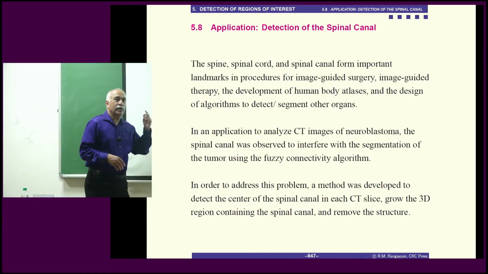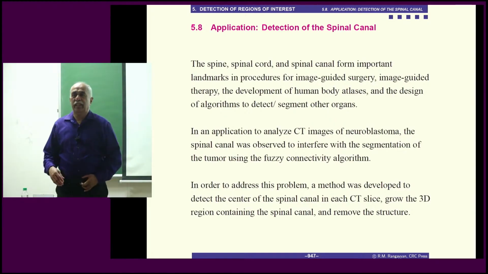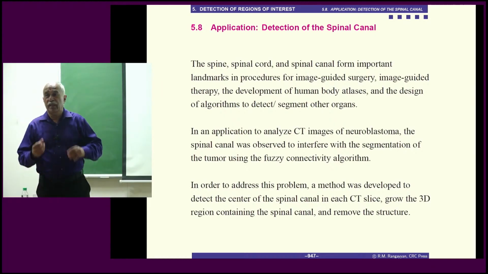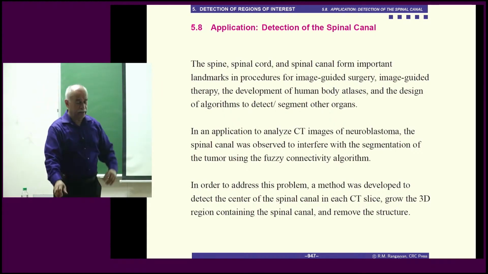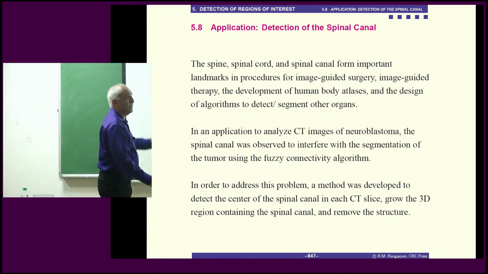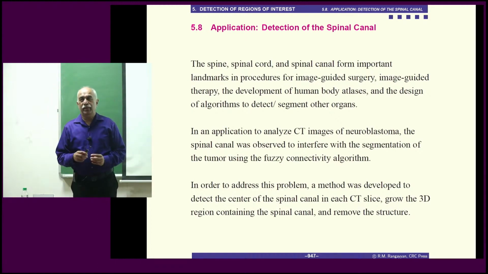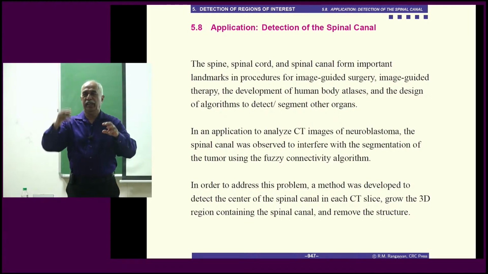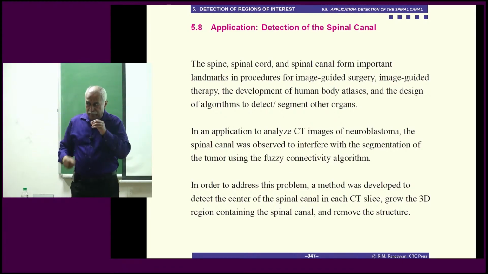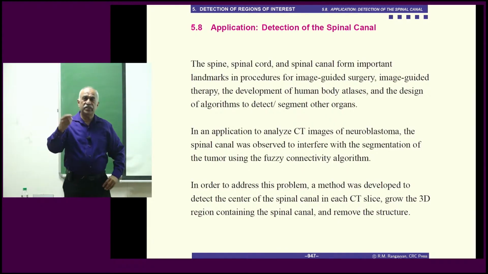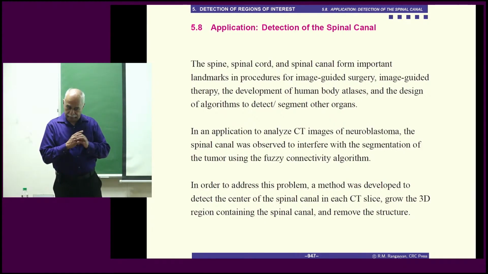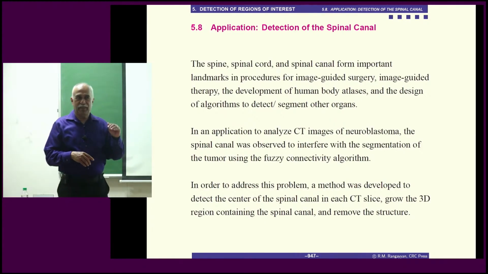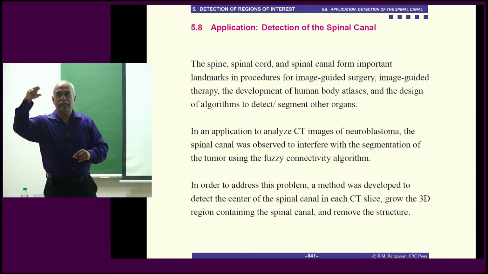In one of our projects on the detection and segmentation of the tumor due to neuroblastoma, which I showed in the abdomen earlier, we found the spinal canal was observed to interfere in the segmentation process. That is, when we were growing the region for the tumor, it would go into the spinal canal. So in this manner, we identified certain structures that were causing problems in segmentation of the tumor. In order to improve the segmentation of the tumor, we said, let's identify these other structures and remove them.